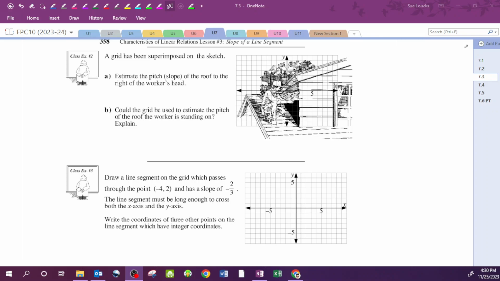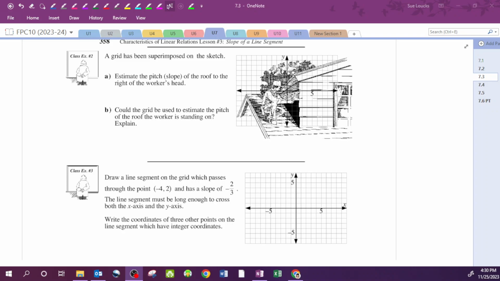Okay, now we've got some questions on slope here. So this is part 2 of lesson 7.3 on characteristics of linear relations. We've got a grid that has been put on top of the sketch of somebody working on a roof, and we're going to estimate the pitch, or the slope, of the roof to the right of the worker's head. Pitch is a word that's used for roofs.